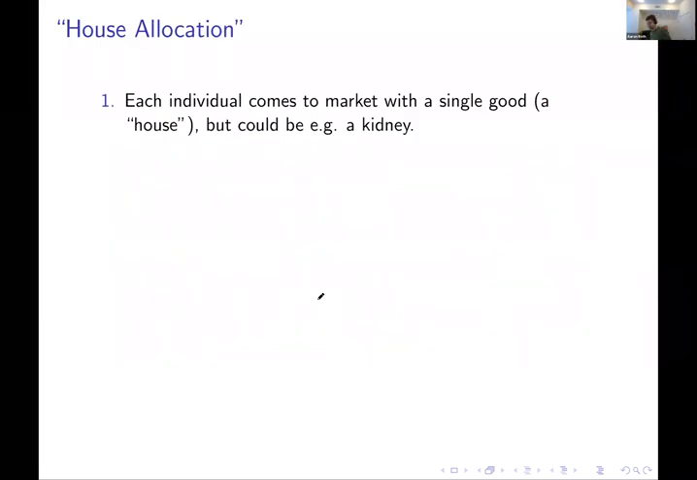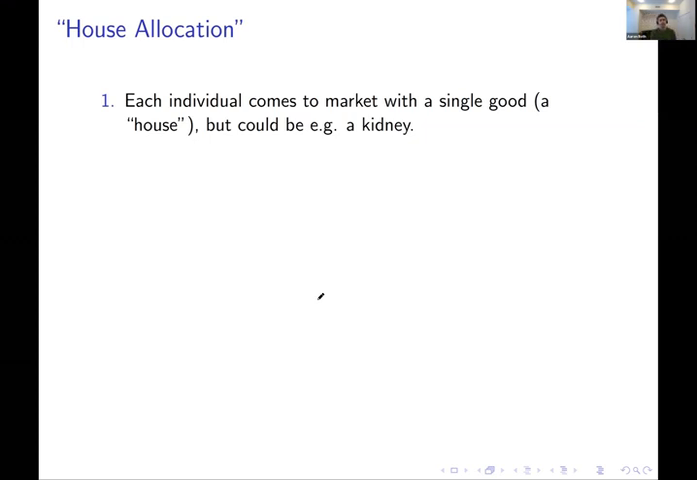Okay, so what is the house allocation problem? It's called the house allocation problem because that was how Shapley and Scarf, who were mathematicians, originally defined it, and they were being a little bit facetious. This is not how housing markets work, but we'll talk in a moment. This is actually, roughly speaking, how modern kidney exchange works.